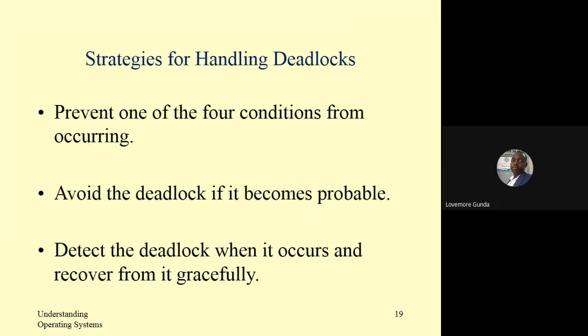So how do we handle deadlocks? 1, prevent one of the 4 conditions from occurring. So the conditions which we talked about, right? Preemption, resource holding, circular wait, and so on. If you can avoid any one of those conditions, then a deadlock can be avoided.